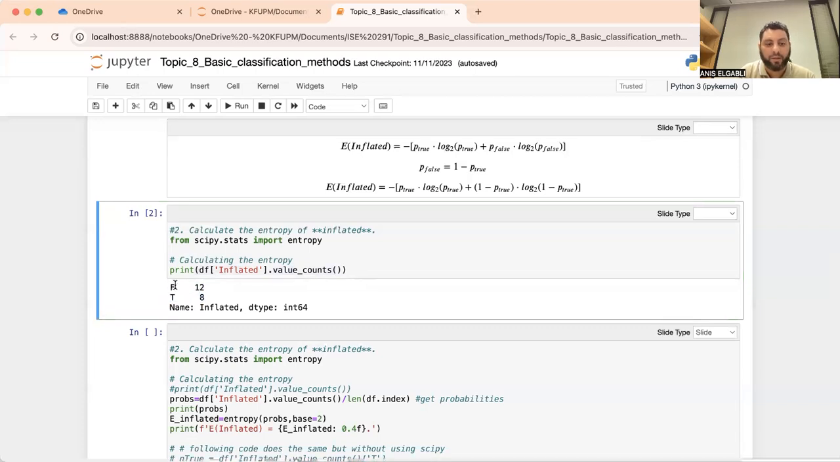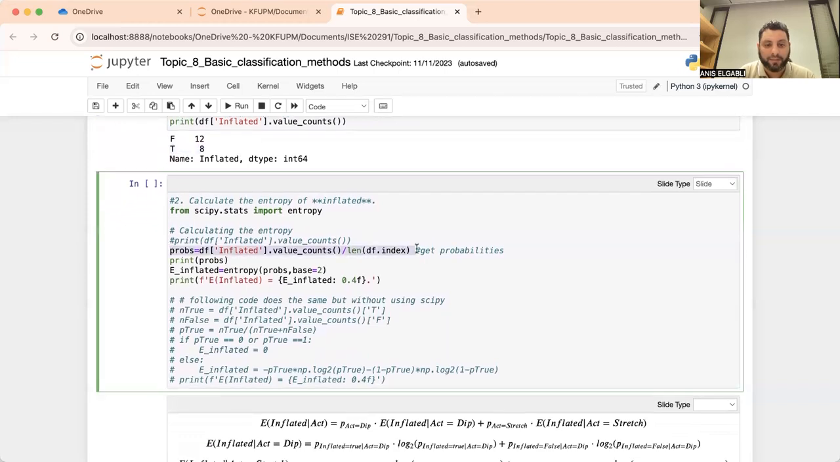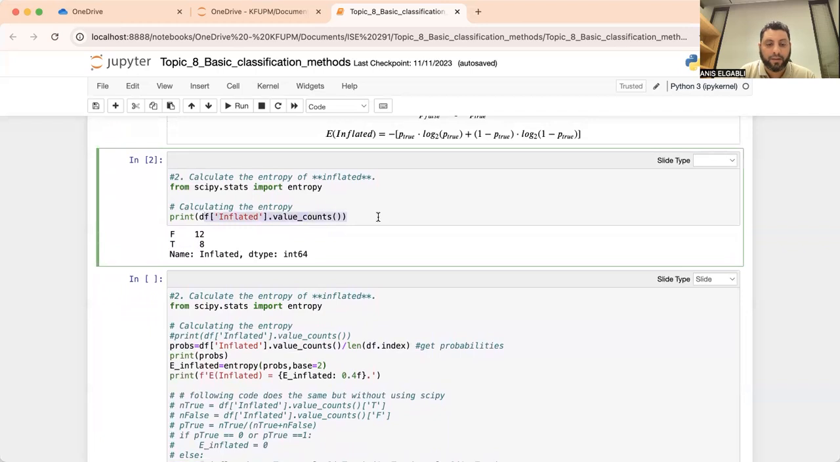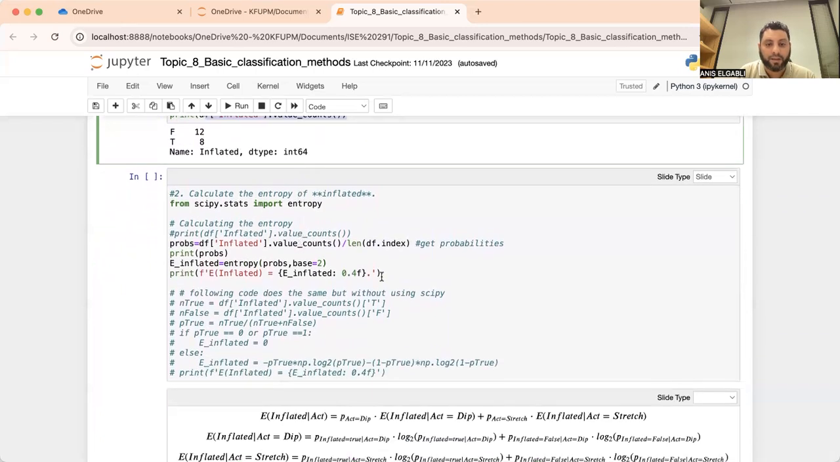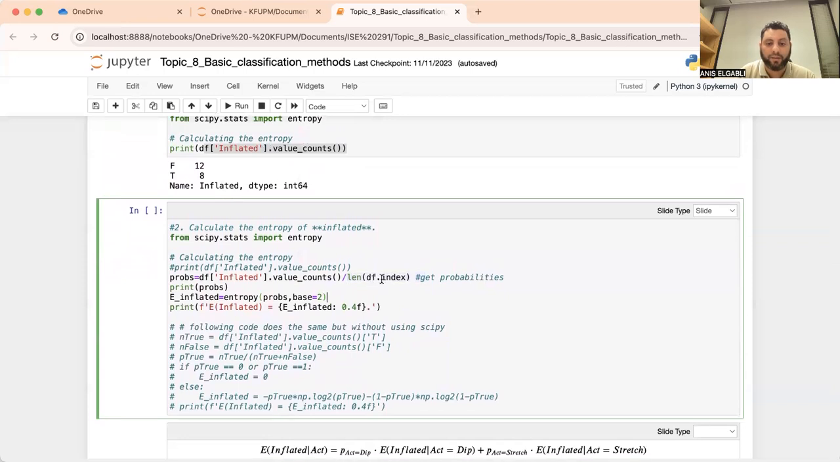The probability of false is equal to 12 over 12 plus 8, so 12 over 20, and true is equal to 8 over 20. Or once I computed one of them, the other one is 1 minus the one I computed. So then I get the probabilities. Here, the probabilities is just the outcome of value counts, and we divide it by the total number of elements, len of df dot index. We explained all these things, we don't need to spend time explaining this again.